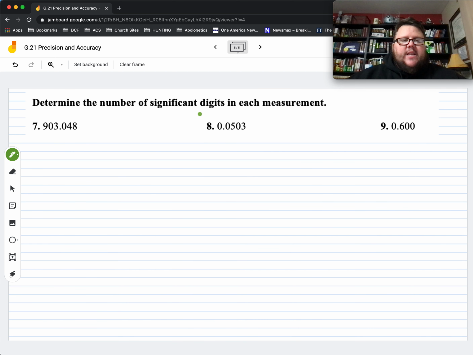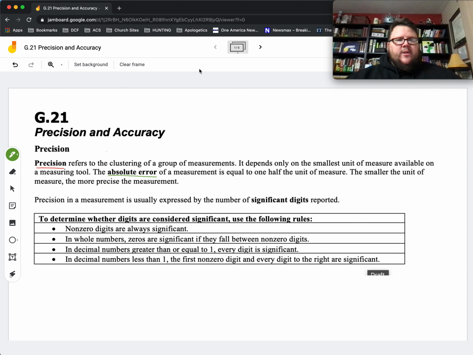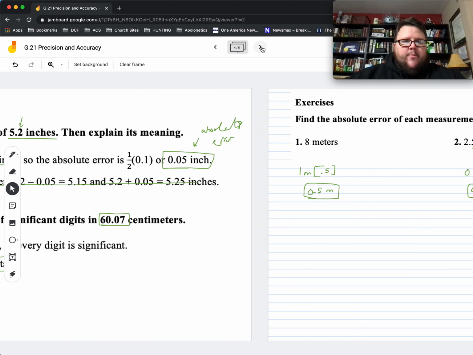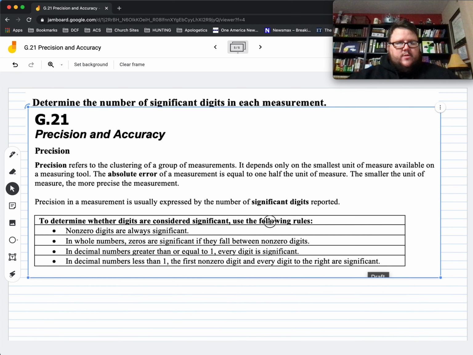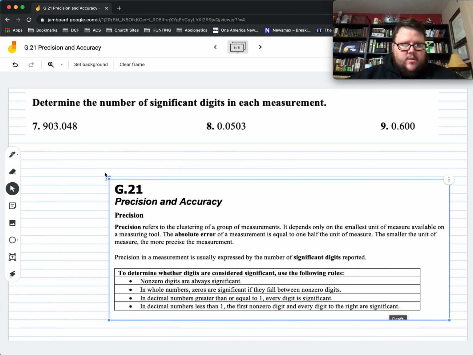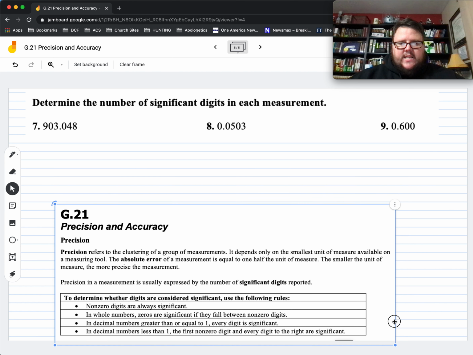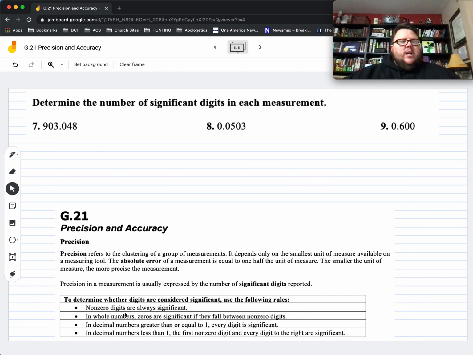For these ones, determine the number of significant digits in each number. You're going to look at them, and you're going to go all the way back. And here's what I'm going to do. I'm going to copy this, and I'm going to put it there so that you can see the chart. I wish I could crop this, but all right. So I'm just going to leave this chart right here for you guys. You guys can see it, and determine the number of significant digits. All you're doing is writing how many significant digits there are.